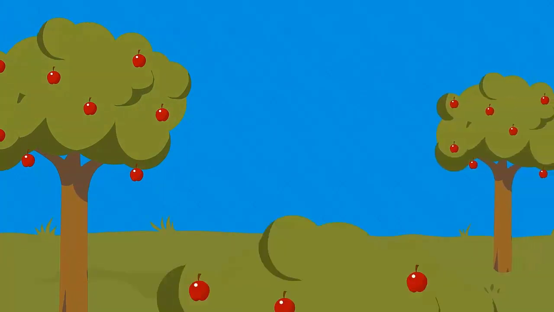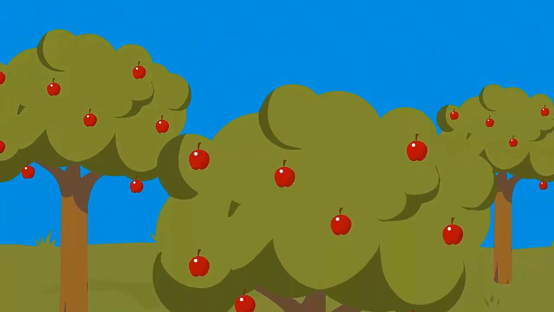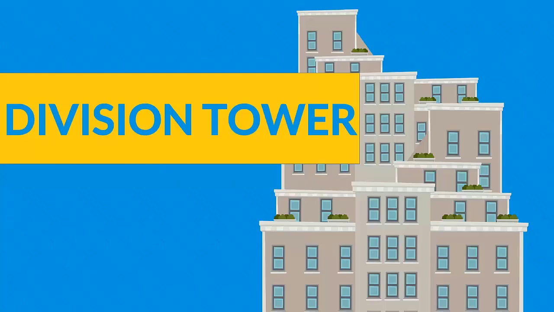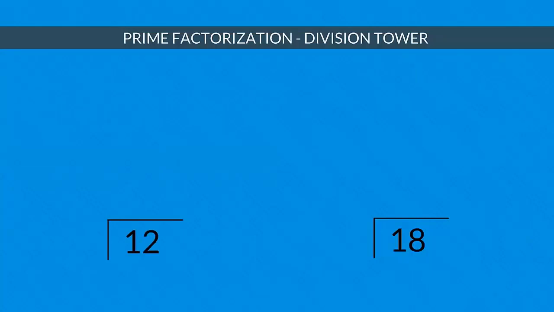They can look sloppy and be hard to find the prime numbers. If this describes you, you'll want to use this other method. This is called the division tower. I think you'll like this. Start at the bottom of your page and set up a division problem between 12 and 18.